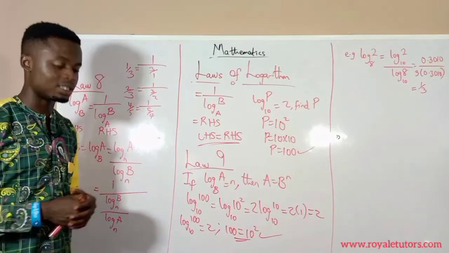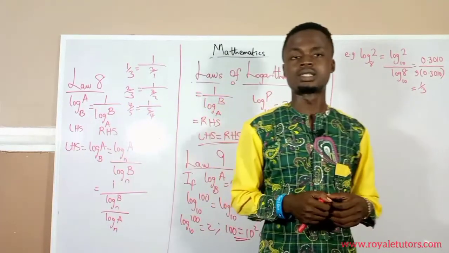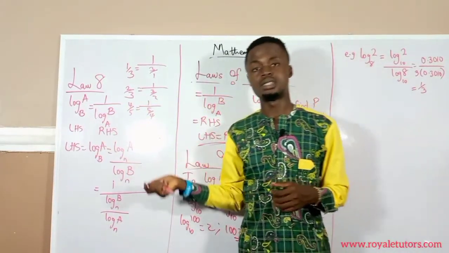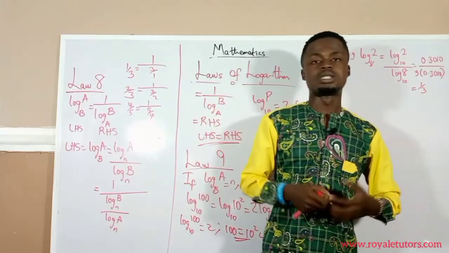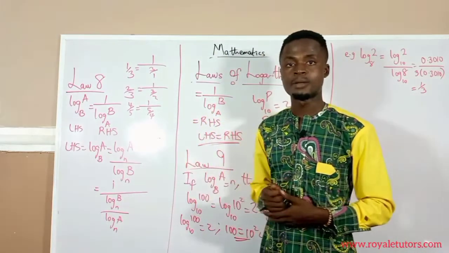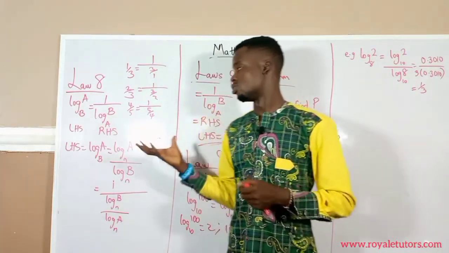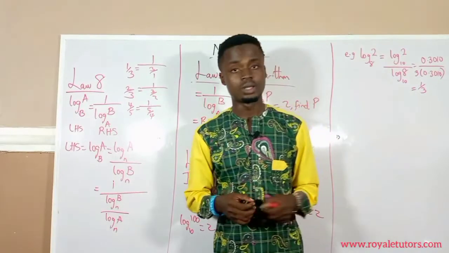So far, we've treated 9 laws of logarithm. And don't forget, I told you from the beginning that all these things are relative to whoever is teaching you. Some people can come up with 10 laws, some people can come up with more than that, some people can come up with less than that. It doesn't change the fact that all these things are just to help us to make the work easier for us whenever we are dealing with logarithm.